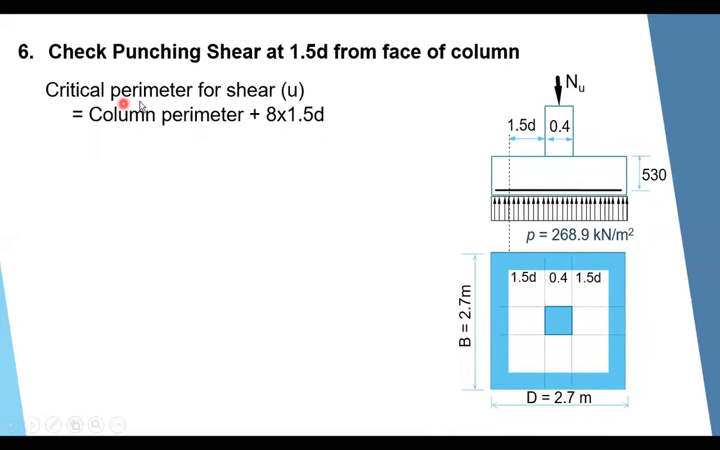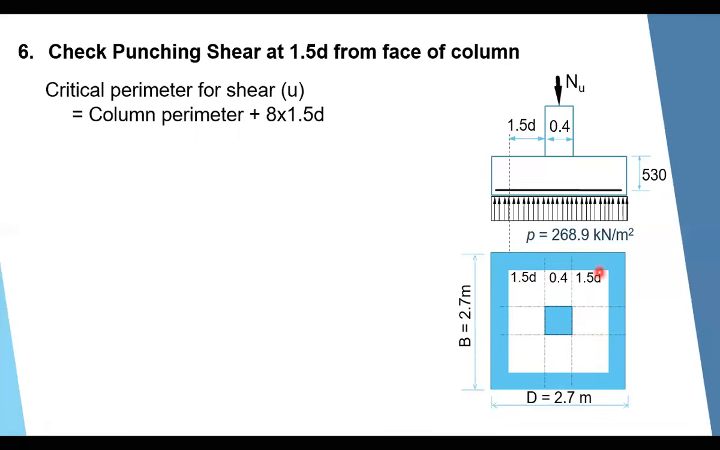Okay, so the critical perimeter for shear, which is this perimeter, equals column perimeter plus 8 times 1.5 D. How does this come? Because it equals this distance plus this one. These corners here, 3D plus another 3D, another 3D, another 3D. So 8 times 1.5 D. You have 1.5 D here, 8 times: 1, 2, 3, 4, 5, 6, 7, 8. Plus the column perimeter, which is this one, this one, this one, and this one. So you can do it as you want.